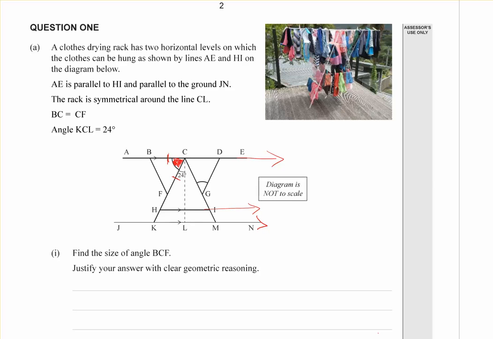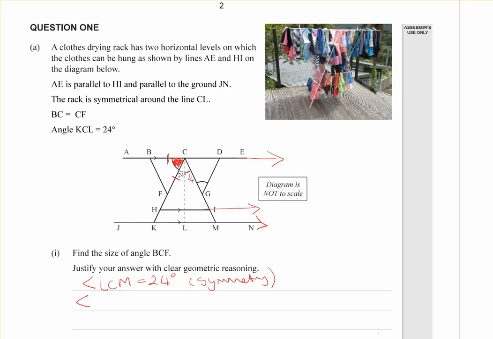Right, it's clearly 90 minus 24, which is 66 degrees, but we really need to go into some explanation of why, for example, that's 90 in there. So what we can do is state that angle LCM equals 24 degrees, and that's by symmetry. So that one in there is 24 degrees.